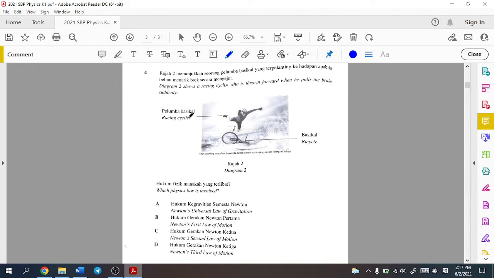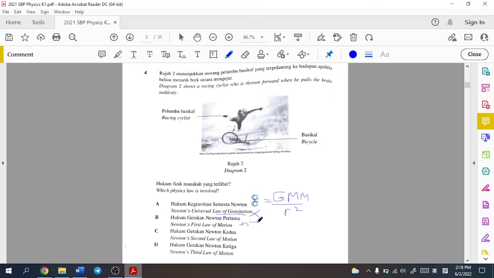Okay. Next, diagram 2 shows a racing cyclist who is thrown forward when he pulls the brake suddenly. Which basic law is involved? So Newton's universal law of gravitation, the law of gravitation is Gmm/r squared. So this is incorrect for this diagram.